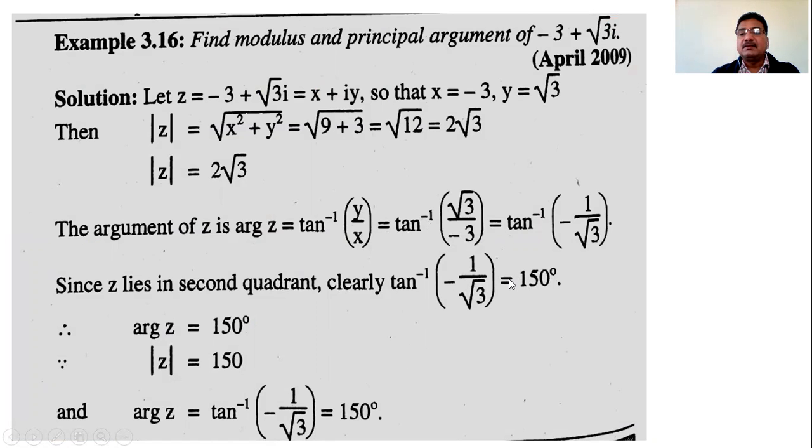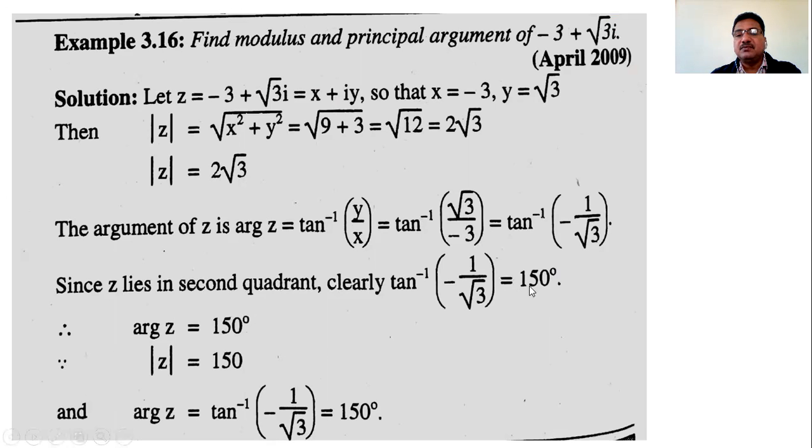150 degree. Write it, 150 degree in radian. What is it? 150 means 90 plus 60. That is pi by 2 plus pi by 3, since 60 means pi by 3. So 6 is the LCM. 3 into pi by 2, 3 pi by 6, plus 2 pi by 6, and then 5 pi by 6.